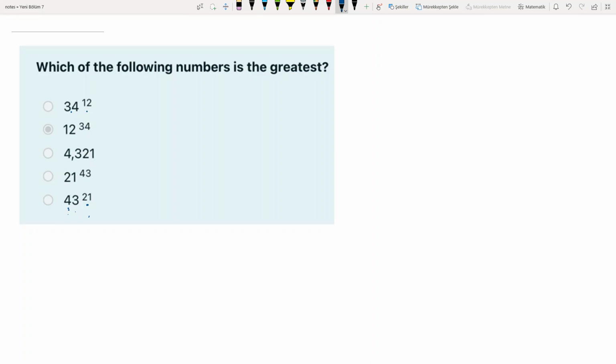Both base and power are greater in 43 to the power 21, so there is no way that 34 to the power 12 is the greatest. Similarly, 21 to the power 43 must be greater than 12 to the power 34, because both base and power are greater. So this is also a wrong answer. 4321, as you can see, is very small considering these two numbers.